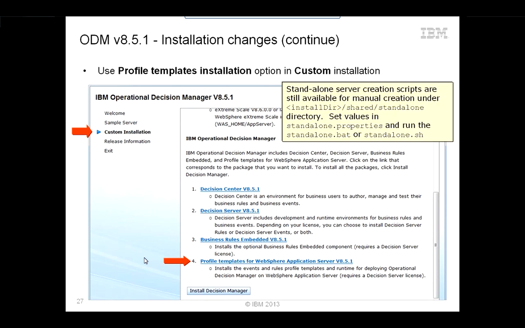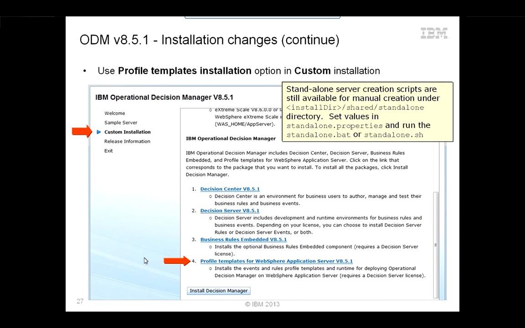Installation takes a long time, right, on those products. In 8.5.1, if you do the installation through the GUI, when you launch the ODM installation launchpad, you will no longer see the standalone server option. On the top of this screen, this is version 8.5. It looks pretty much the same as the previous release, but if you run the installation launchpad of 8.5.1, you don't see the standalone server option.